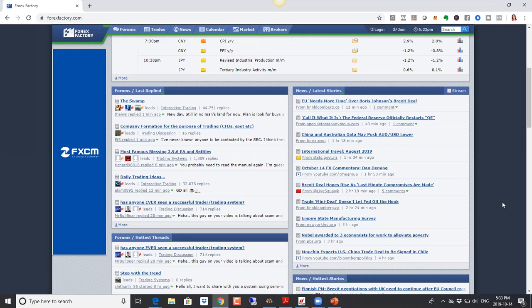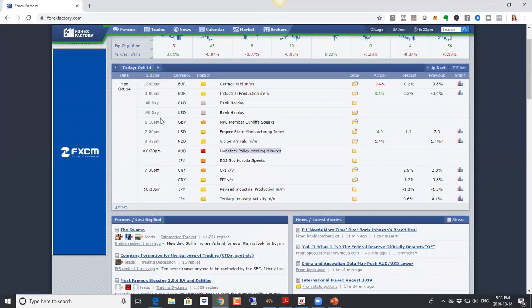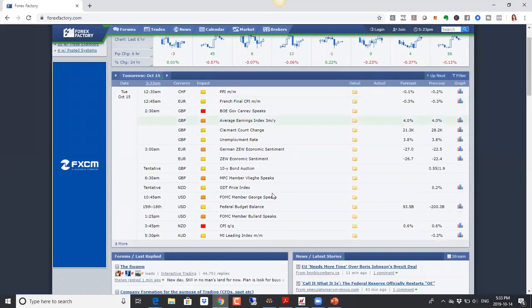So yen crosses, Swiss franc crosses, as well as pound crosses are likely to be volatile in the coming week here. So just be aware of that. And coming up on Tuesday here, we have Bank of England Governor Carney speaking.